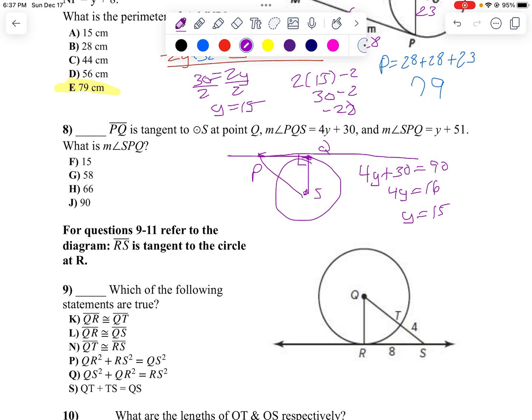Now we're told angle SPQ is y plus 51. So the measure of angle SPQ then is going to be 15 plus 51, which is going to be 66 degrees, isn't it? So that would be choice H.